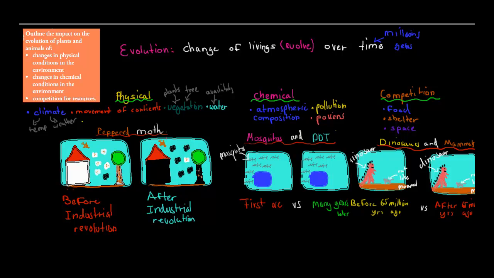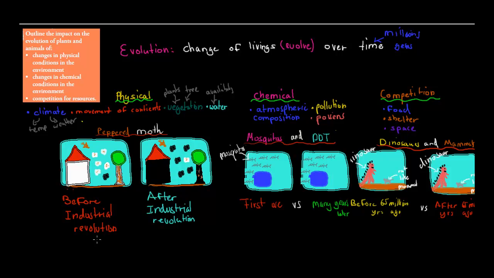So how do these affect evolution? Obviously in Australia, dryness is a factor. Most of our plants and animals here are adapted to dry conditions, whereas we have very different types of animals and plants in the rainforest itself. But I'm quickly going to go over this example, which we also had, which was the peppered moth.